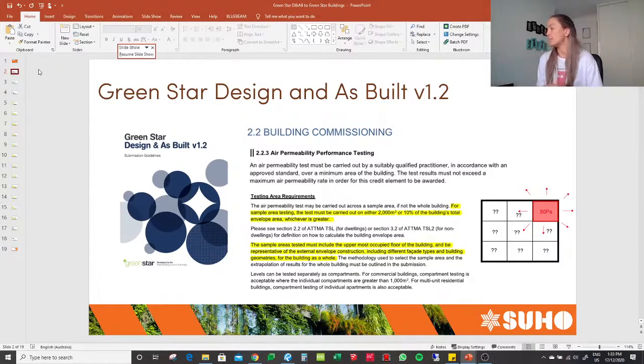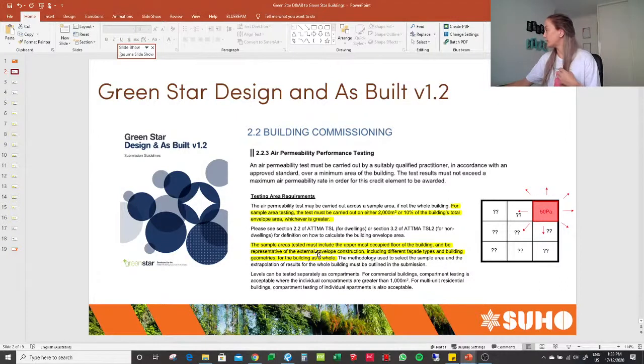They had some basic guidelines around the areas that you had to test. There was a minimum 2,000 square meters or 10% of the building envelope area for the maximum tolerance level. So for just a basic one Green Star point, you had to do a compartment test on a minimum area of the building. That area had to capture important assemblies, and it also had to capture the roof, because the roof is a really crucial part of the building envelope when it comes to air leakage.